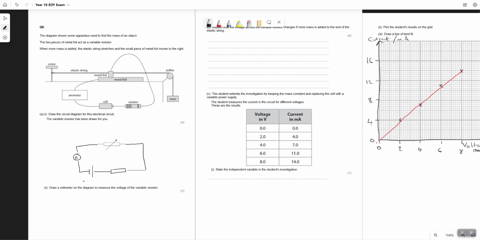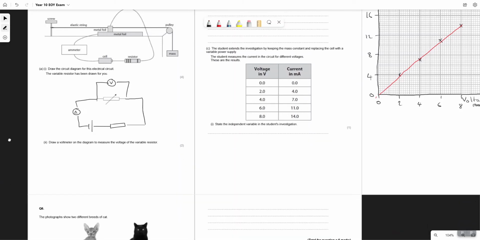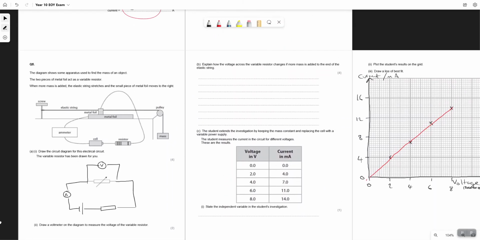Okay, so these things in series, so correct symbols, and it's all a series circuit. And then it says draw a voltmeter on the diagram to measure the voltage of the variable resistor. Okay, so there we go. So that's quite a nice 6 marks.